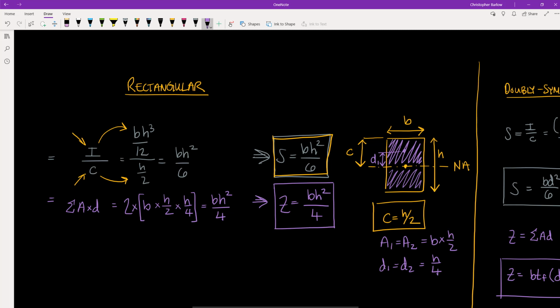Now we simply calculate the areas on each side of our axis and multiply them by the distance from their centroid to our neutral axis. We add those up and we get our plastic section modulus. So in the case of this rectangle, we have this area on this side of the neutral axis, which has an area equal to b times h over 2, and its distance from its centroid to the neutral axis is h over 4.